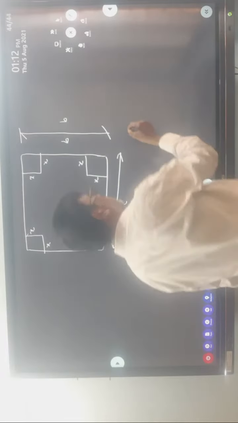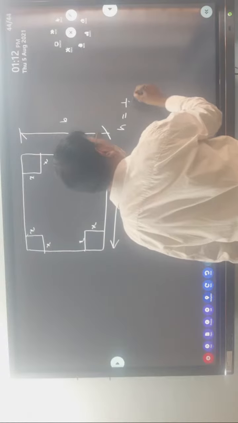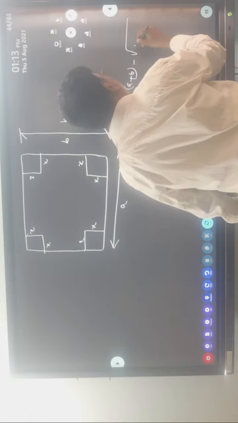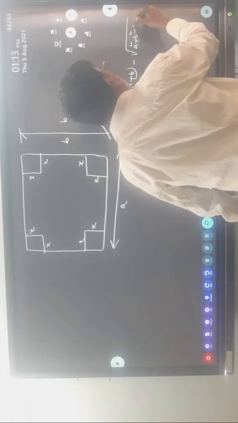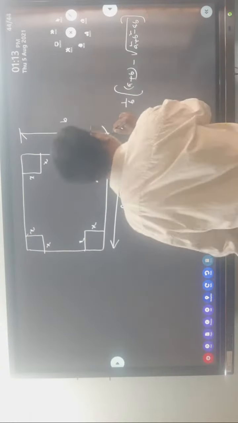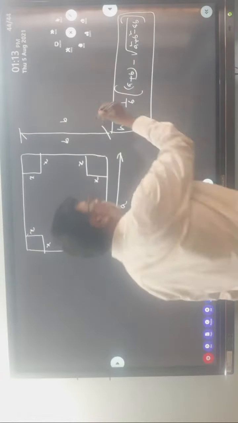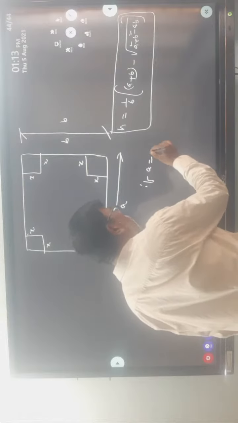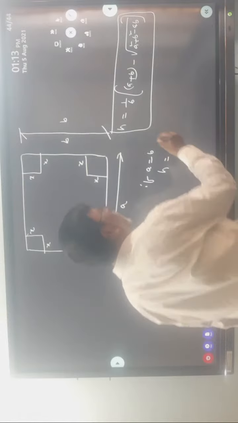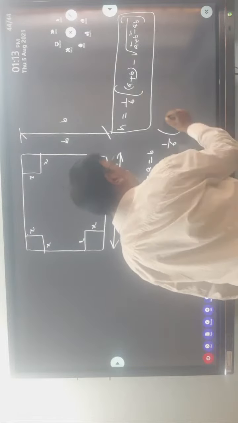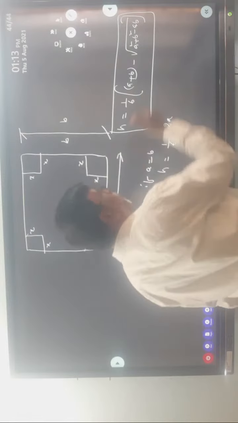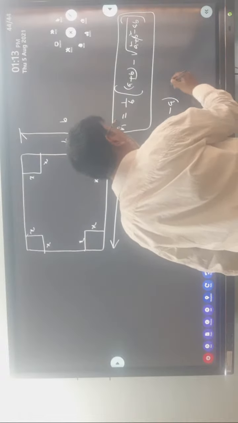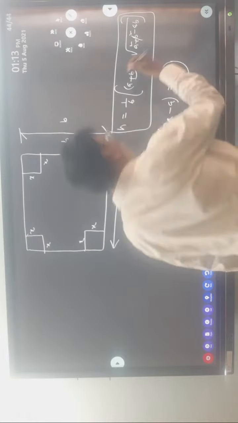So what is the height of the box? The height of the box is nothing but 1 by 6 into (A plus B minus root of A square plus B square minus AB). This is the shortcut formula. Remembering this, it is asked so many times. Suppose A equals B, then the height of the box is 1 by 6 into (2A minus A), that is A by 6.